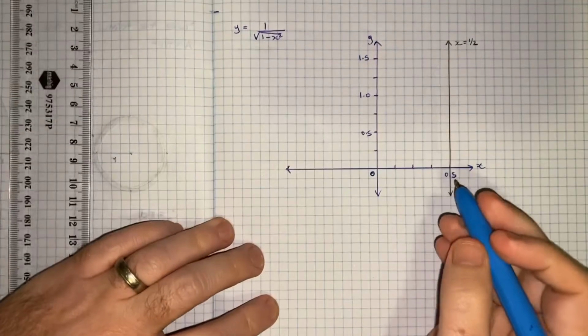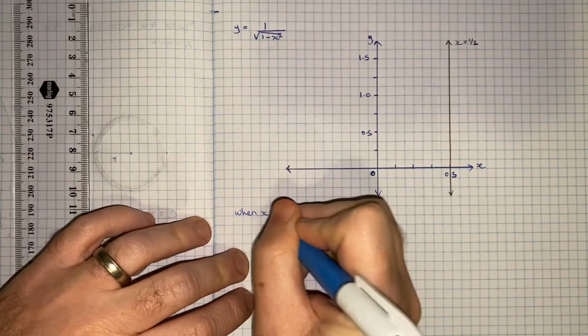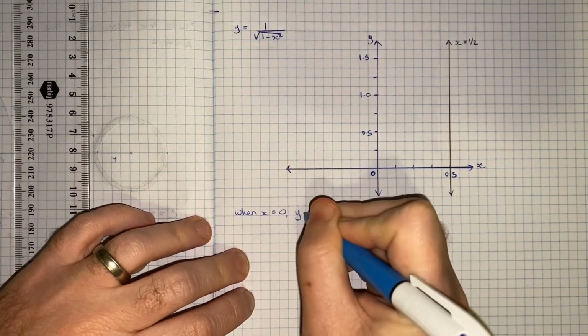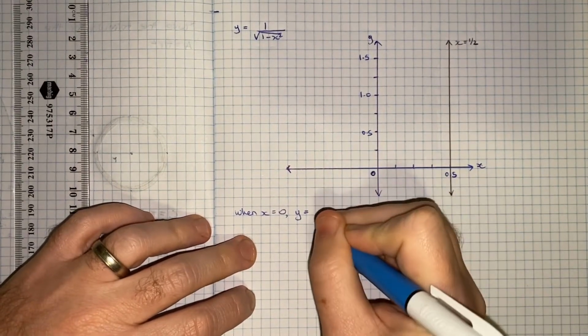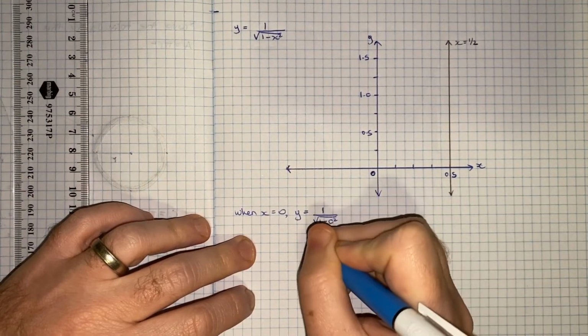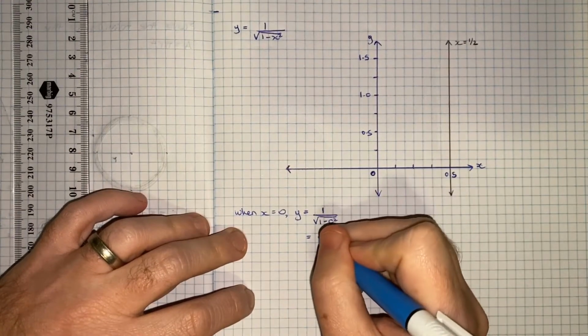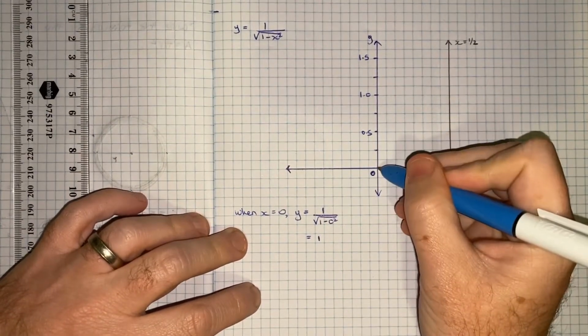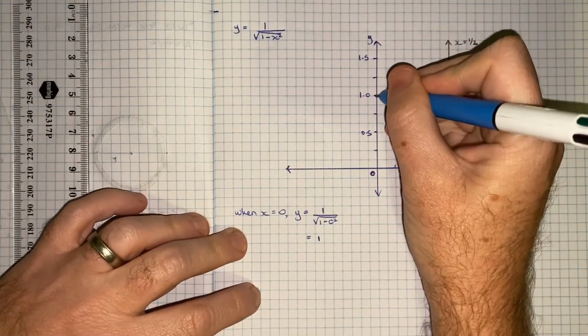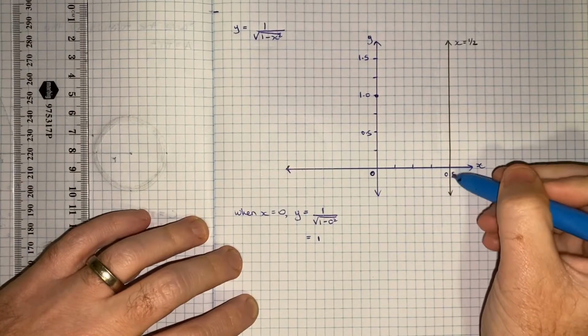For this curve here, when x is equal to 0, y would be equal to 1 on the square root of 1 minus 0 squared, which hopefully you can see would just be 1 on the square root of 1, or just 1. So when x is equal to 0, y will be 1 for this curve. Let's have a look at when x is equal to a half.